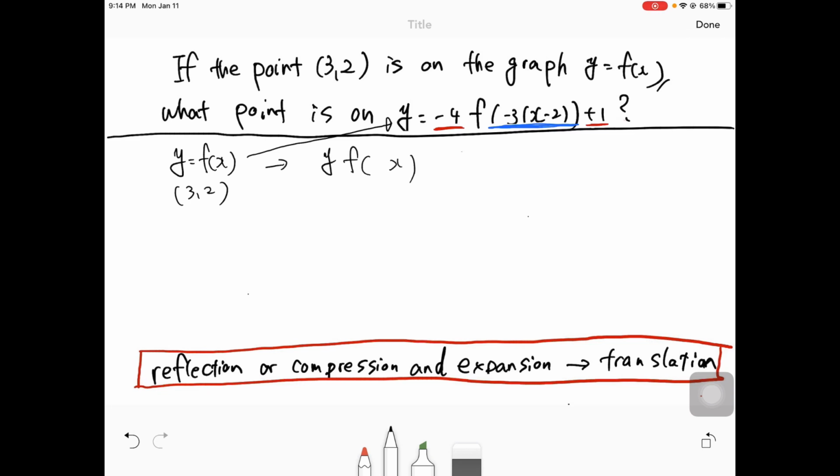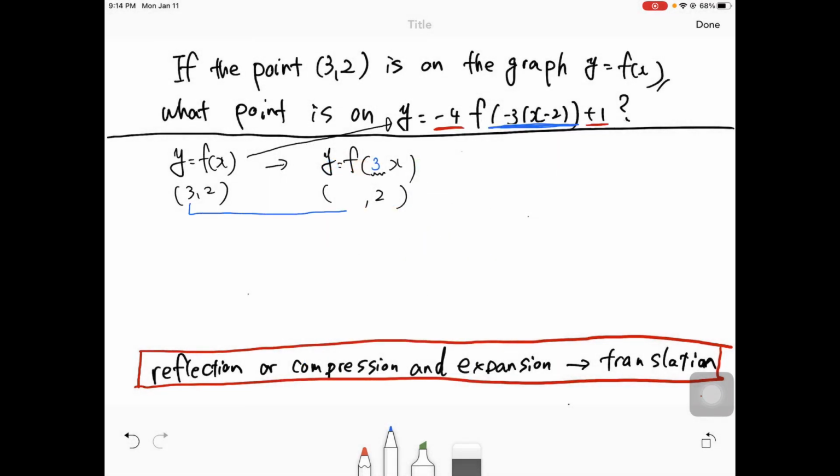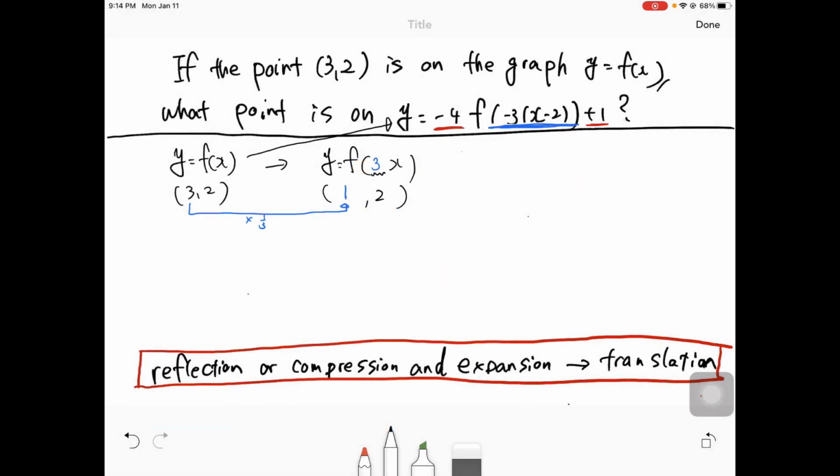First change is y equals f of 3x, because there's a 3 here. And this is a horizontal transformation, so the y value doesn't need to be changed. You leave it as it is. Then this value here means horizontal compression by a factor of 1 over 3. So 3 times 1 over 3 is 1. Okay, this is horizontal compression.